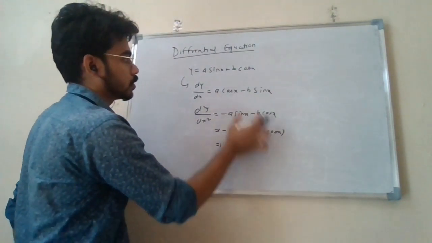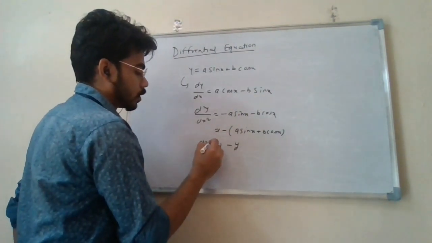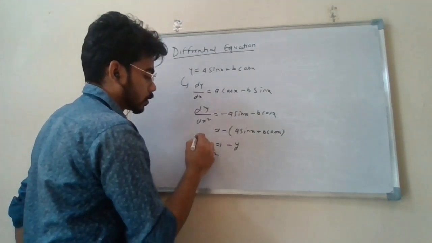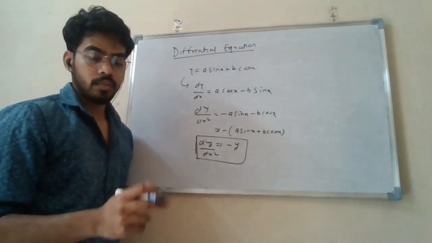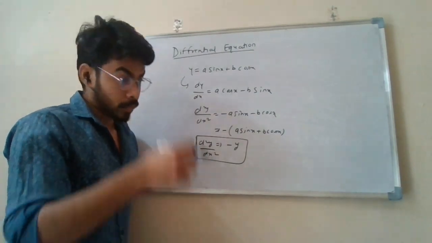A sin x plus b cos x is equal to y, and we get d2y by dx square is equal to minus y. This is my required differential equation. Basically we have to eliminate these arbitrary constants.